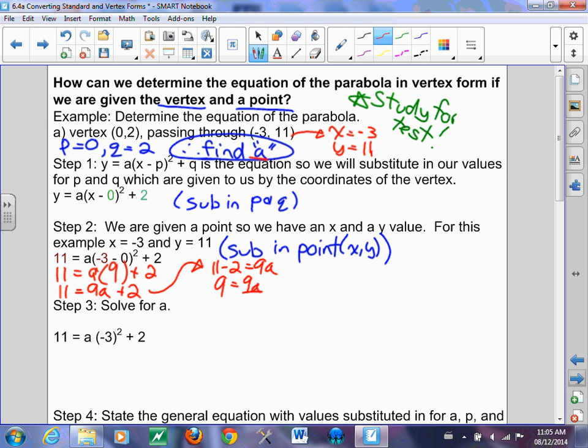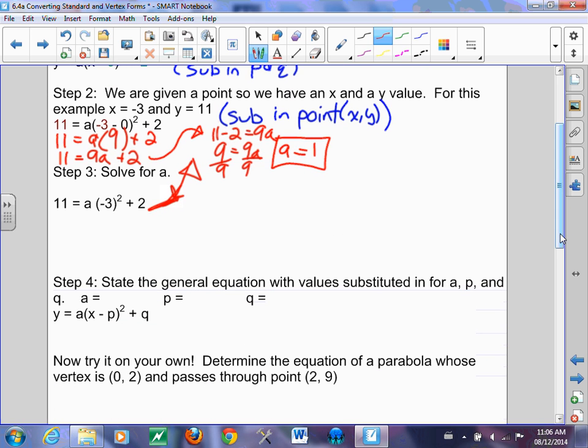How do you get A by itself? Divide both sides by 9. So A equals 1. Now that we've solved for A, sorry, ladies and gentlemen, I was supposed to do it here. So just put that stuff down here, or put an arrow that we did it up there. Okay.